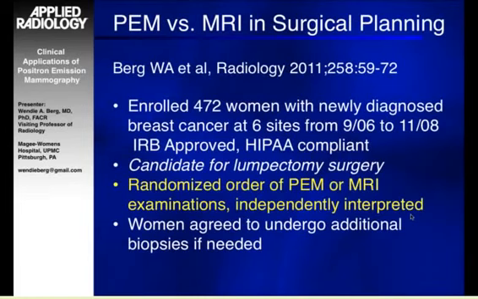So, as I mentioned, these early successes prompted the development of a multi-center trial looking at PEM compared directly to MRI in pre-surgical planning of women with newly diagnosed breast cancer. This was performed at 6 sites, and this was published in Radiology in January. And I will point out that all these women were considered candidates for lumpectomy surgery by a surgeon, and I'll go into the specifics of that, but it means that they had smaller disease, relatively speaking, compared to some of the other literature that you might run across. And importantly, the exams of the PEM and MRI were performed independently of each other in randomized order, separately interpreted, blinded to the results of the other examination.